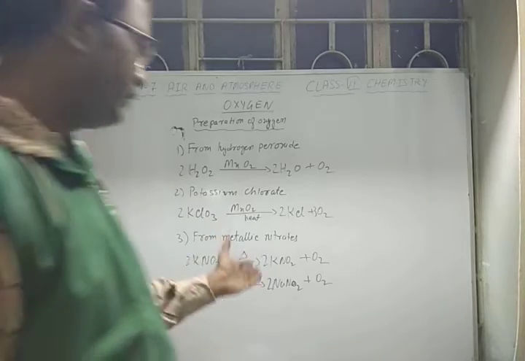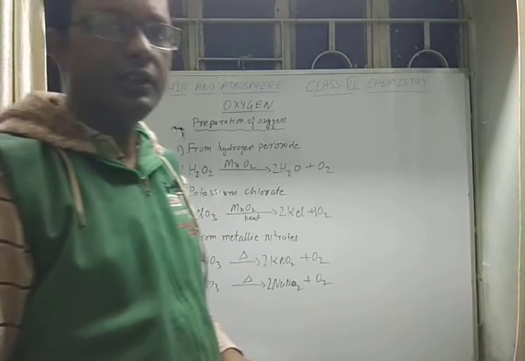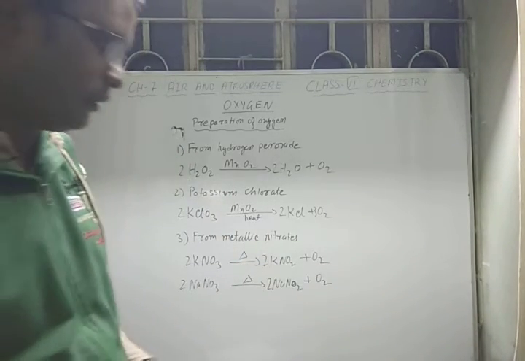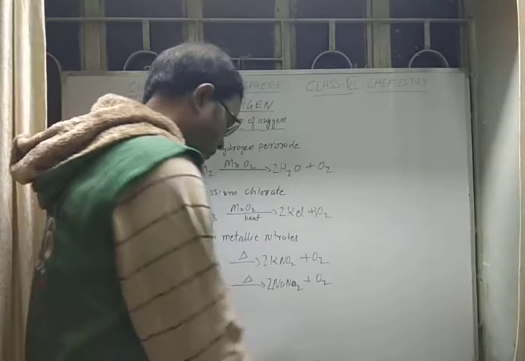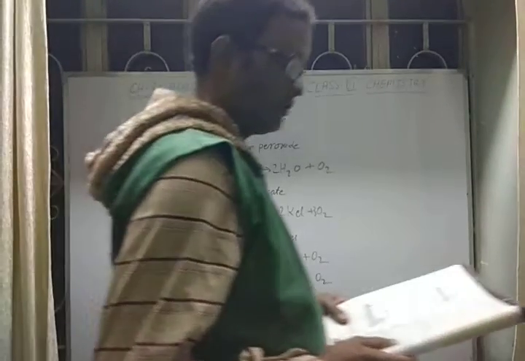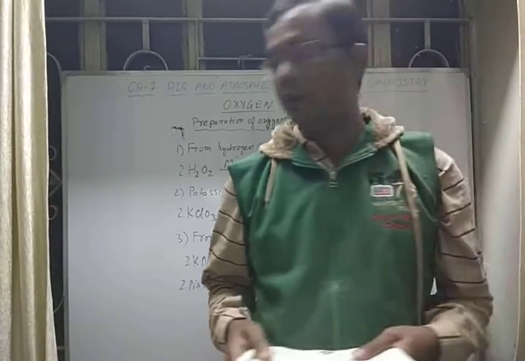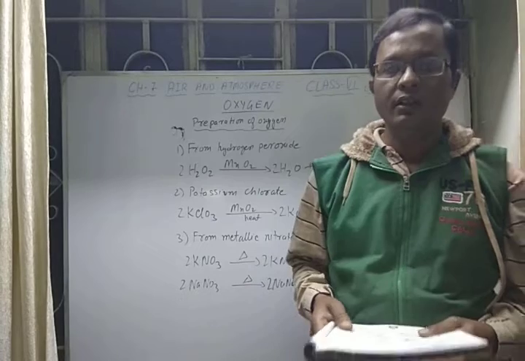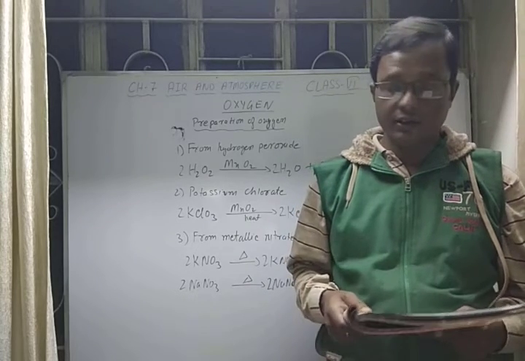Just when you heat it, you will get oxygen gas. Now you can collect it in the gas jar. So this is all about the 3 ways by which we can prepare hydrogen gas and oxygen gas in the laboratory.